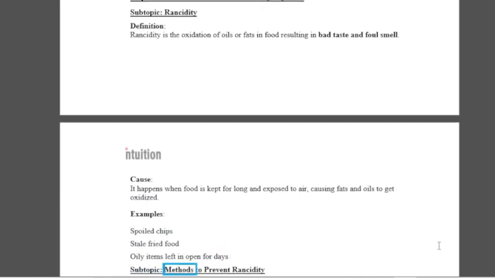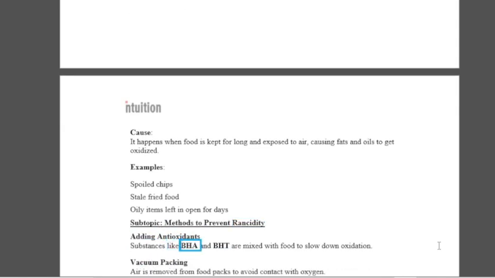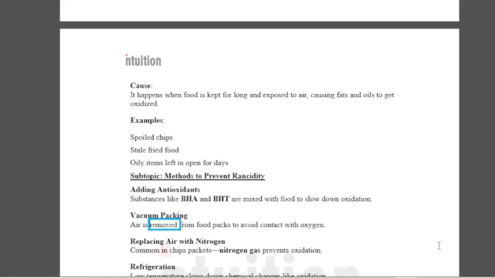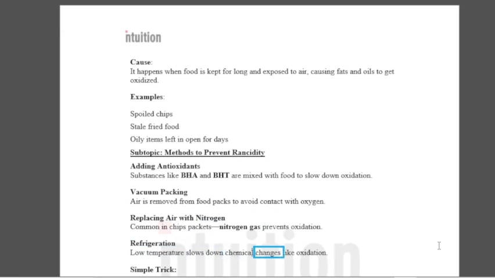Subtopic: methods to prevent rancidity. Adding antioxidants: substances like BHA and BHT are mixed with food to slow down oxidation. Vacuum packing: air is removed from food packs to avoid contact with oxygen. Replacing air with nitrogen, common in chips packets: nitrogen gas prevents oxidation. Refrigeration: low temperature slows down chemical changes like oxidation.